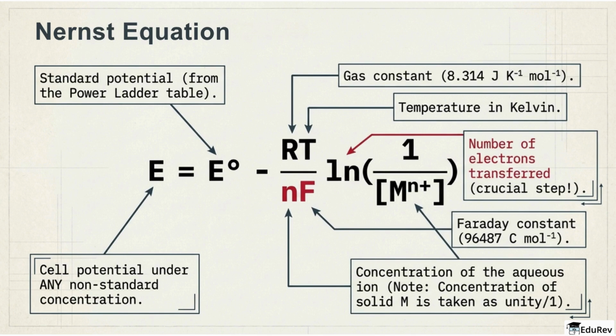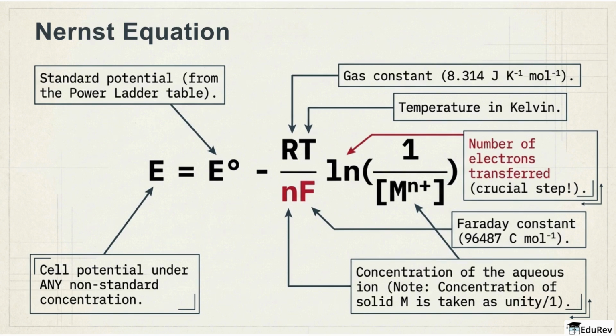The general form on the page is E equals E0 minus the quantity RT over nF times the natural log of 1 over the concentration of Mn+, which tells you how cell potential changes with concentration. The terms matter. R is the gas constant, T is temperature in Kelvin, n is the number of electrons transferred, and F is Faraday's constant.